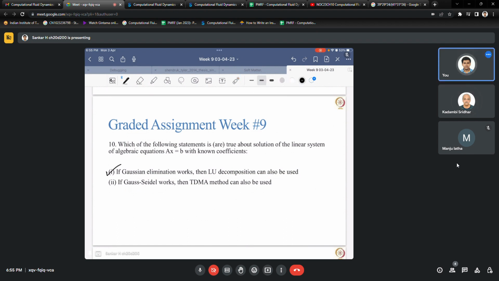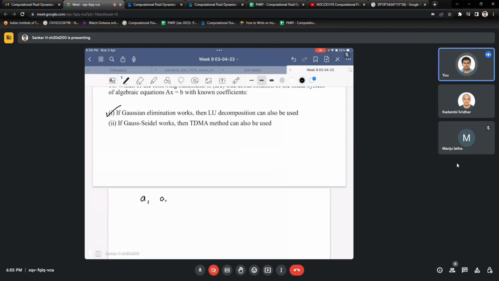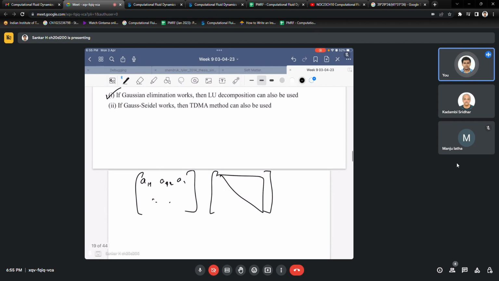Yes, the first one. If Gauss elimination works, then LU decomposition can also be used, because Gauss elimination is basically the same thing as LU decomposition, with a small difference. For Gauss elimination we have the matrix with A11, A12, A13, etc., and we convert that to an upper triangular matrix. In the LU method we have this A matrix, which is converted into the product of lower and upper triangular matrices. So both upper triangular matrices are effectively going to be the same, regardless of the way we have done it.